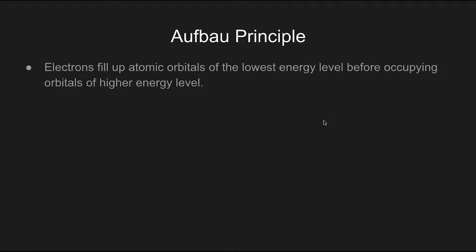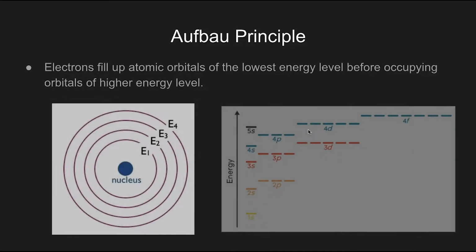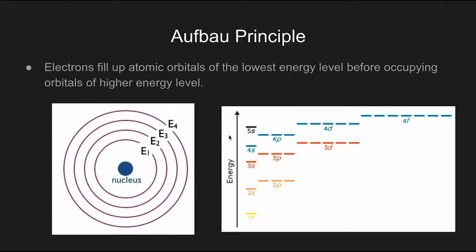This takes us to the Aufbau Principle, which states that electrons fill up atomic orbitals with the lowest energy level before occupying orbitals of higher energy levels. What this basically means is that electrons are going to fill up the E1 shell first, then the E2 shell, then the E3, and then the E4. And when it fills up the E1 shell first, it's going to fill up its S subshell first. Actually, that's the only subshell that the first shell has.